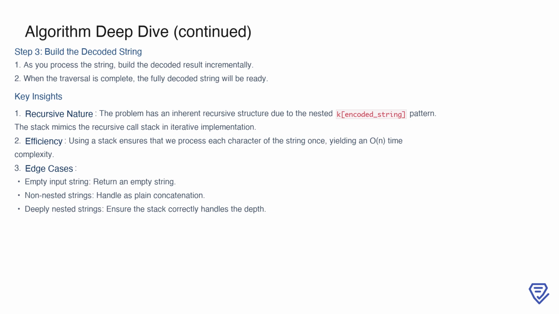The key insight here is that the problem exhibits a recursive structure. The k[encoded_string] pattern naturally lends itself to recursion, and our use of a stack replicates the behavior of a recursive call stack in an iterative approach. This design is efficient, as it ensures that each character in the input string is processed exactly once, giving us a time complexity of O(n). Furthermore, we handle edge cases like an empty input string by simply returning an empty result. Non-nested strings are treated as plain concatenation, and deeply nested strings are managed effectively by ensuring the stack maintains the correct context at every level of nesting.